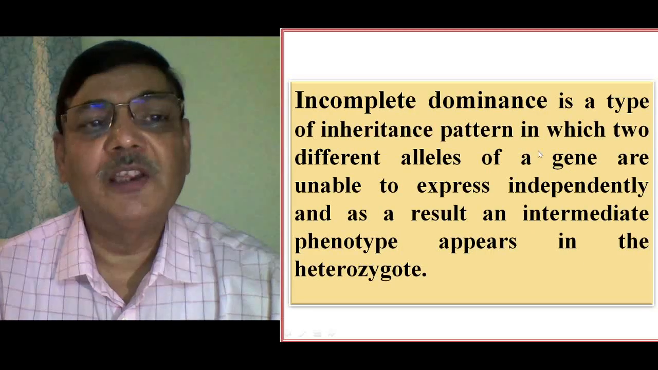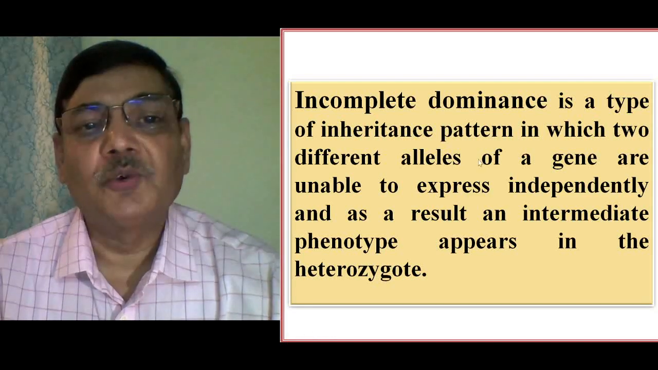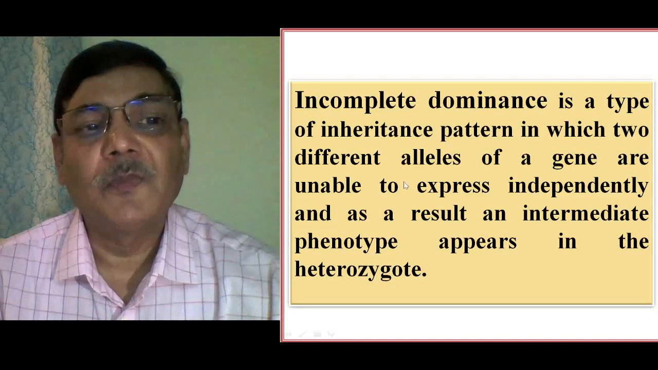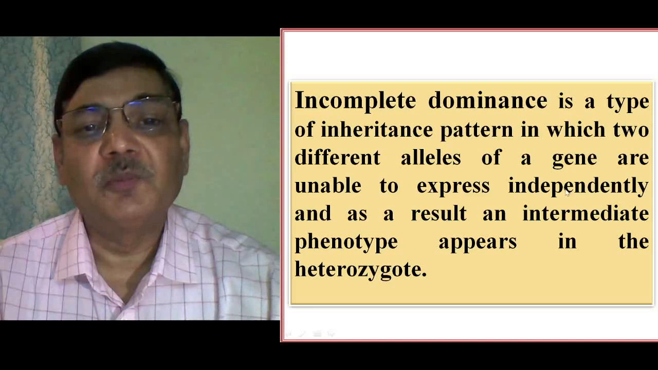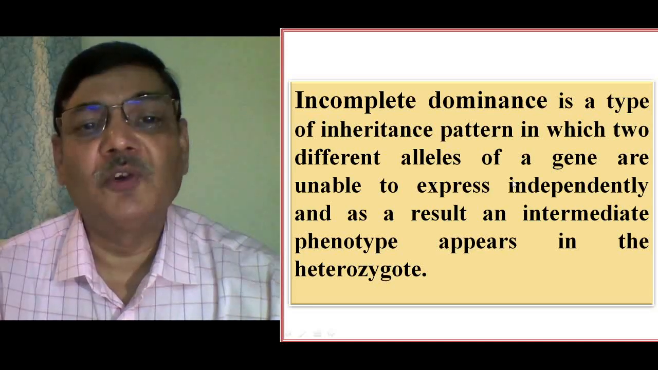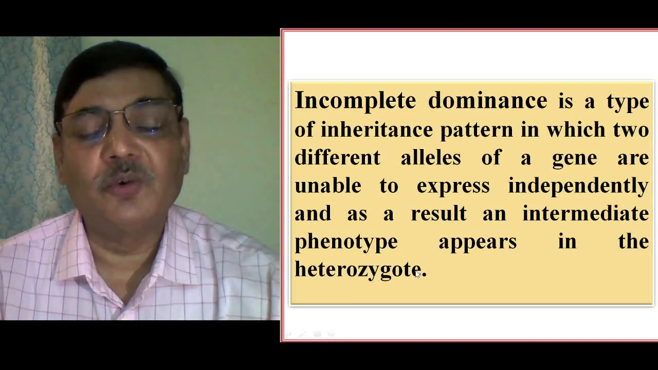But if we define this aspect, we will come to know that incomplete dominance is a type of inheritance pattern in which two different alleles, suppose A and A1 are two different alleles, of a gene locus are unable to express independently, means both are not able to show their phenotypes independently, which happens in case of codominance, and as a result an intermediate phenotype appears in the heterozygote.